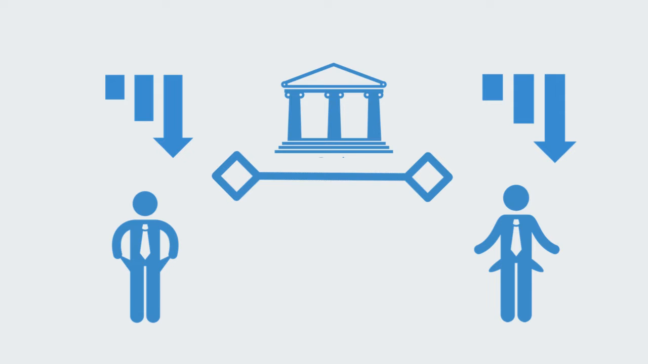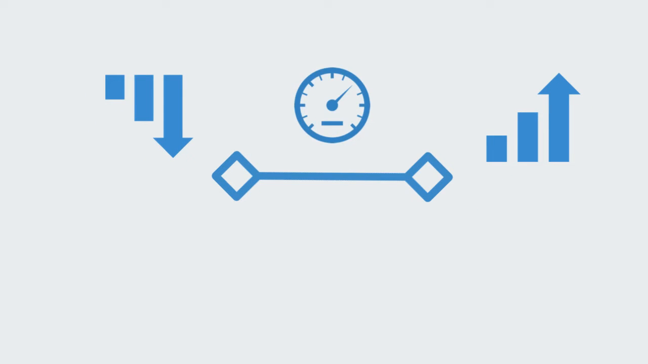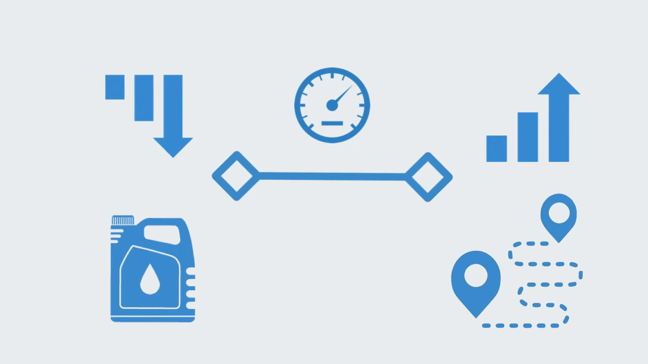In a negative correlation, both variables move in the opposite direction, like the relationship between the amount of fuel in one's car and the distance that one has traveled. The fuel will go down as the distance traveled increases.